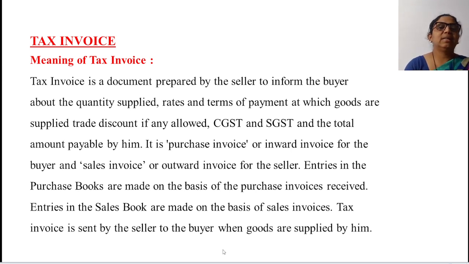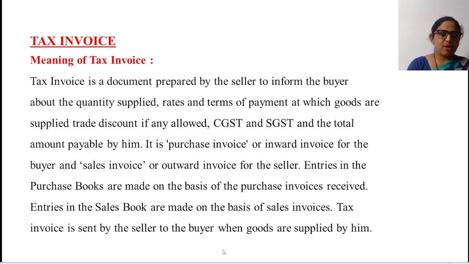What do you mean by a tax invoice? A tax invoice is a document which is prepared by a seller to inform the buyer. So always, who prepares it? The seller. And to whom? To inform the buyer. About what? The quantity supplied, rates, terms of payment at which goods are supplied, trade discount if any is allowed, CGST and SGST, and the total amount payable by him.